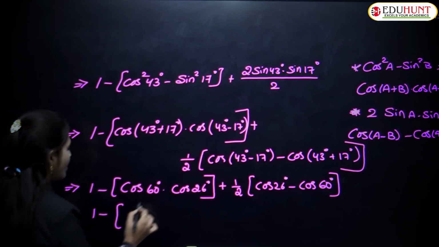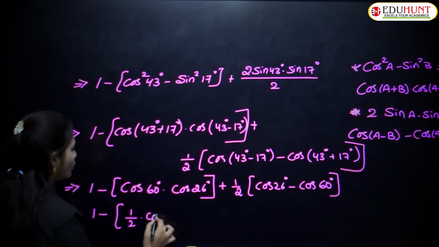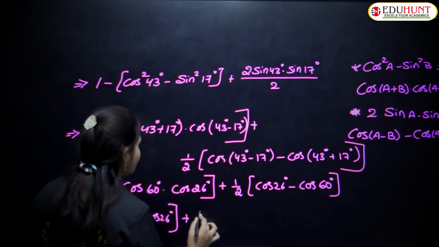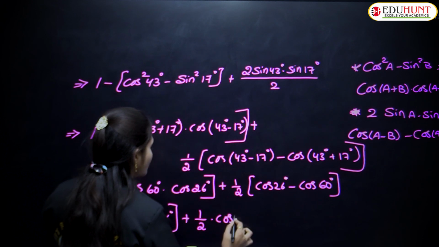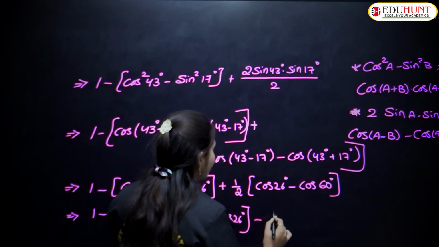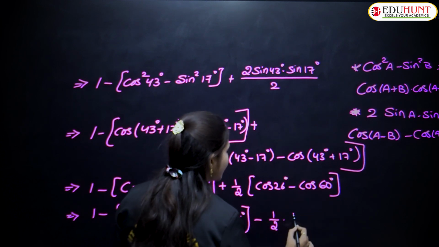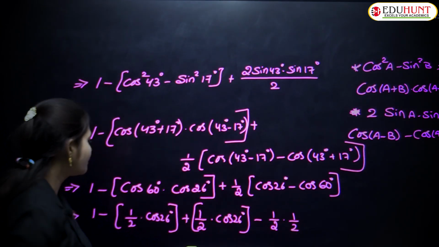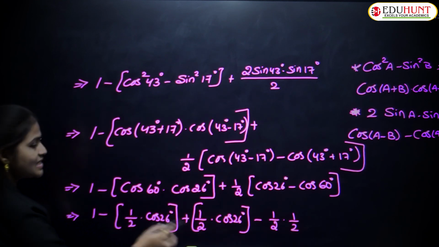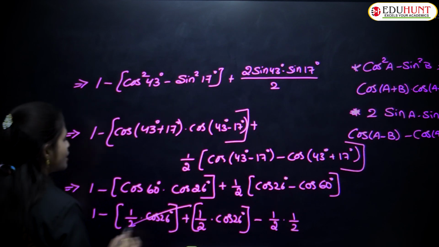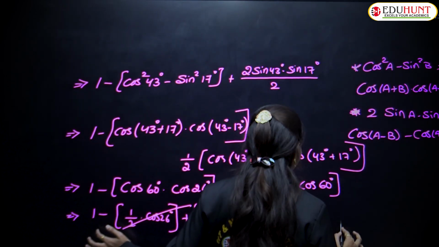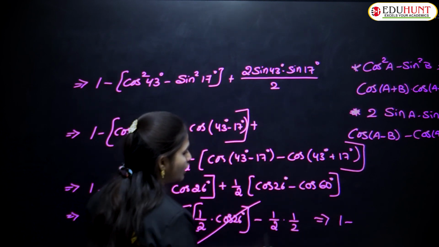1 minus cos 60 degrees, which is 1 by 2, into cos 26 degrees, plus this one, just take the product: 1 by 2 into cos 26 degrees, and plus and minus is minus, here 1 by 2 into cos 60 degrees is 1 by 2. Am I clear? Yes. So 1 by 2 cos 26 degrees and 1 by 2 cos 26 degrees, but here the signs are different, minus and plus, so those two get cancelled, and finally we have 1 minus 1 by 2 into 2, which is 1 by 4.